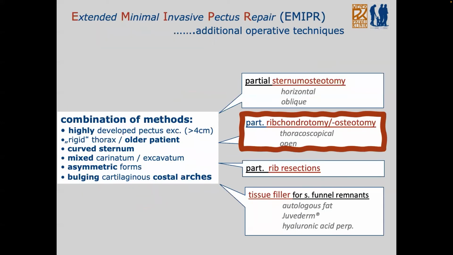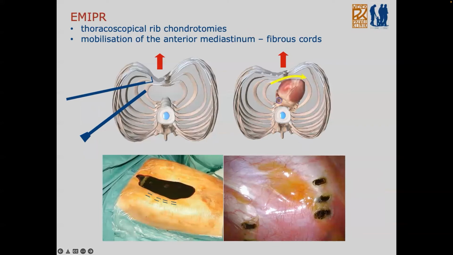We come to the next step, the rib chondrotomy or osteotomy. You see the thoracoscopically performed partial rib chondrotomies to get more flexibility. Here is the scope, and here is the device for this slit chondrotomy. Here you see these slit chondrotomies. They make the rib cage more flexible.